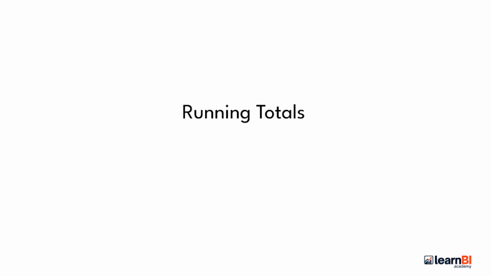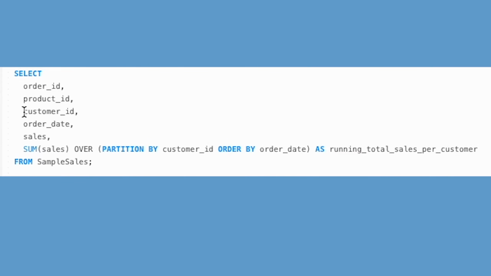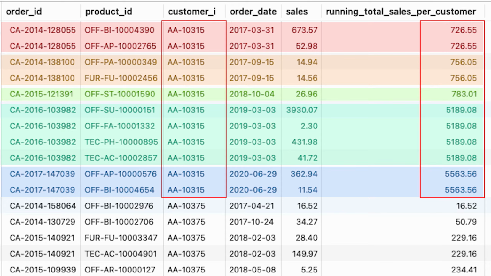How about calculating a running total? Perhaps a running total for each customer over time. Here in this query, I've added in the customer ID and order date fields. First, instead of partitioning by order ID, I'll replace that with customer ID, and then I'll add in an order by clause, specifically order by order date. When we run this, we can see the running total in action for each order for each customer.